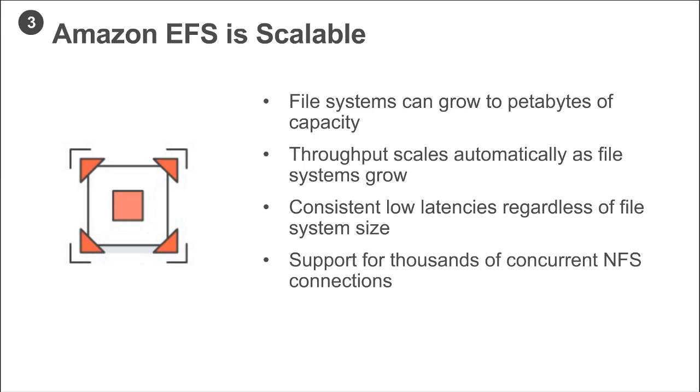It provides consistent low latencies regardless of file system size. Lots of file workloads are latency sensitive, and so low latencies and consistent low latencies were a super important part of our design. And EFS also provides support for thousands of concurrent NFS connections at the same time. So thousands of connections from EC2 instances. And that allows EFS to be used as a common data source in large clusters, or more broadly, really any use case where you have many nodes accessing a single source of data.